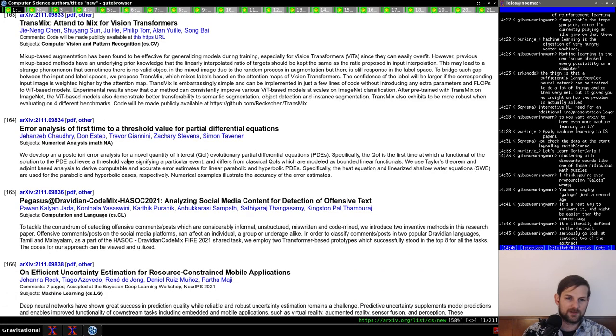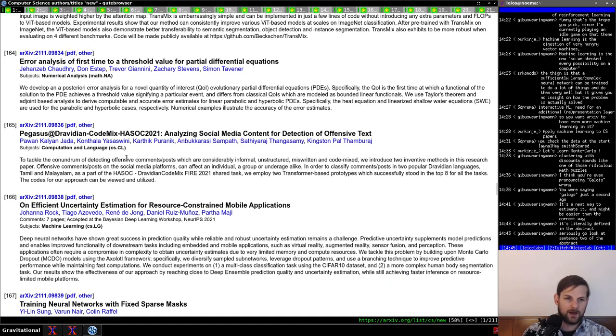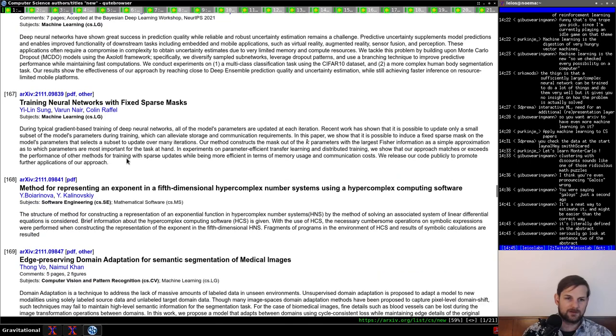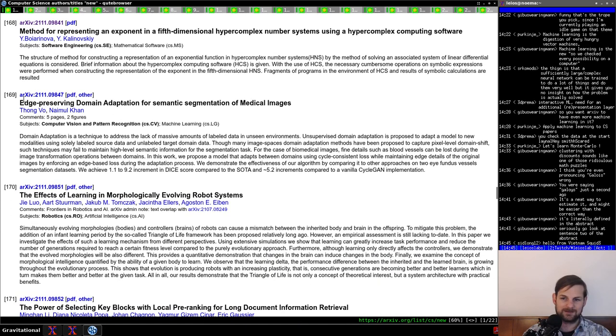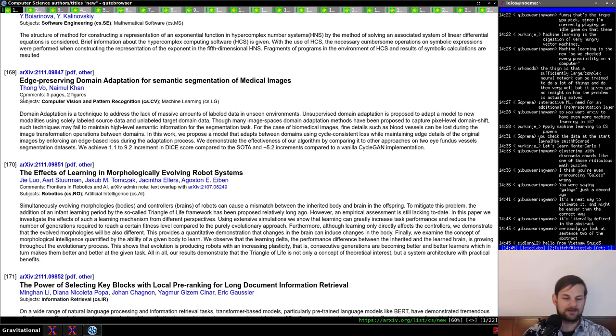Error analysis for the first time into a threshold value for partial differential equations. Let's see. Machine learning, software engineering, a method for representing an exponent in a fifth dimensional hypercomplex number system using a hypercomplex computing software. Okay, you got my attention. That's interesting. Hey Sid Long, how are you? I hope you're having a great day. Squid 3. What is Squid 3? Let me see.